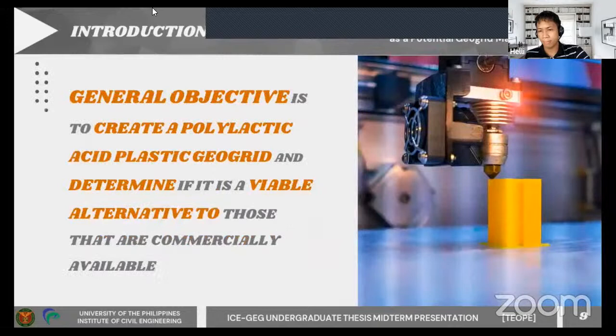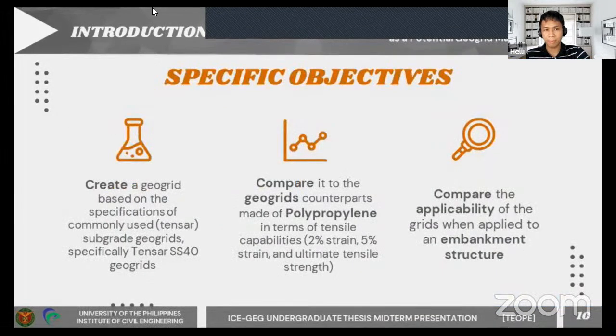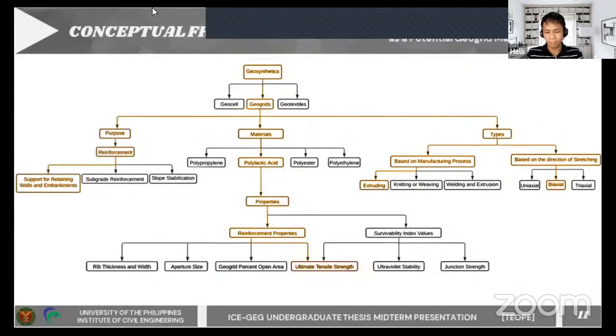The general objective of this study is to create a polylactic acid plastic geogrid and determine if it is a viable alternative to those that are commercially available. The specific objectives are to create a geogrid based on the SS40 geogrid model and compare its tensile capabilities to polypropylene, specifically at 2% strain, 5% strain, and its ultimate tensile strength. Additionally, there would be a comparison on the applicability of the grids when applied to an embankment structure. Here is the conceptual framework showing all the aspects related to geogrids and geosynthetics related to the research and highlighting the important factors that I would be considering for the study.